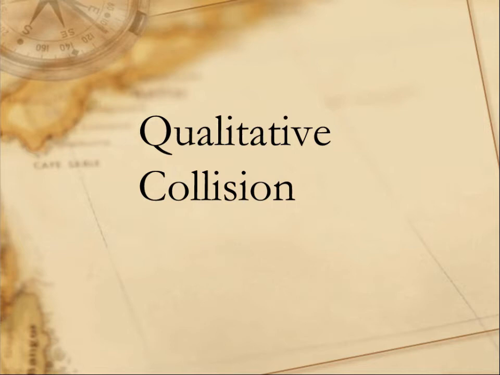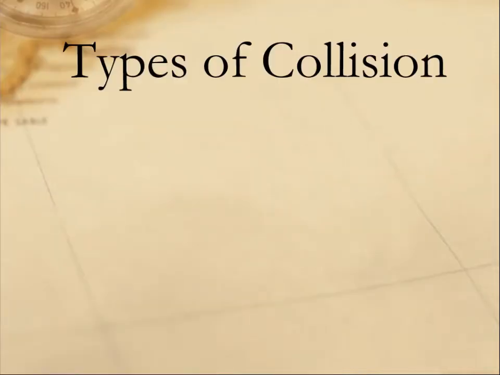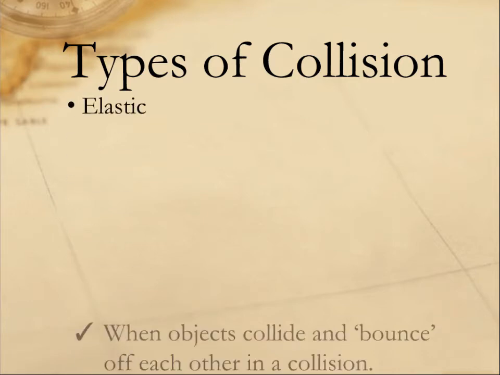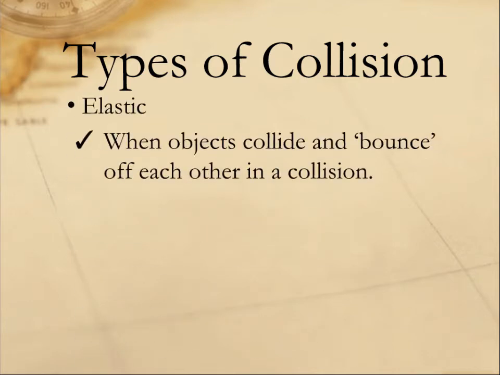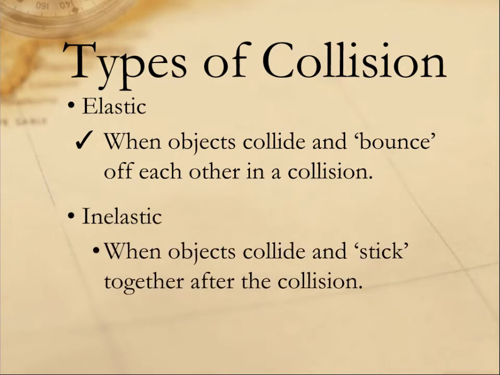In qualitative collisions, we're going to look at the various ways that two vehicles can collide in a linear track. First of all, there are two types of collisions: elastic, when the objects collide and bounce off each other in that collision, and inelastic, when the objects collide and stick together after the collision. And there are several ways both of those could happen.